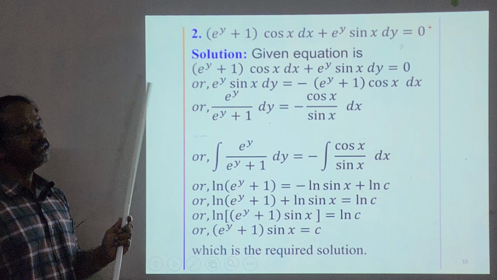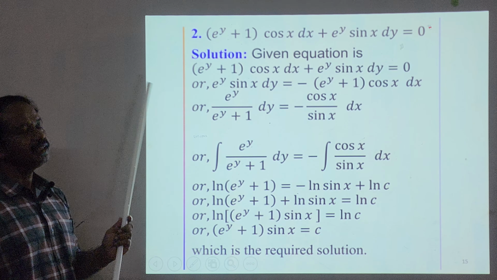x squared y plus 1 dx plus y squared x minus 1 dy equals 0. Okay. Now I am going to take this term to the right hand side. So this gives a minus sign. So now y squared divided by y plus 1 dy is equal to minus x squared. Take this term to the right hand side, you will have x minus 1 dx. Okay. Now I am going to add plus 1 and minus 1 here, and here also plus 1 minus 1.